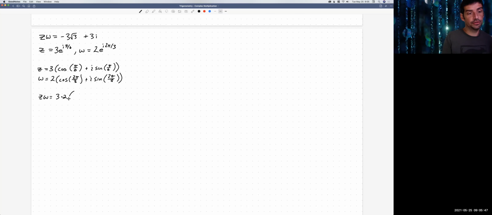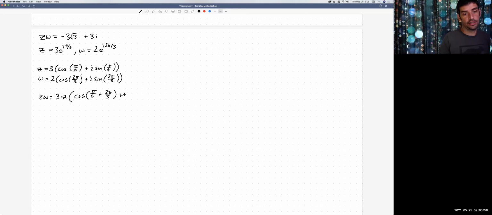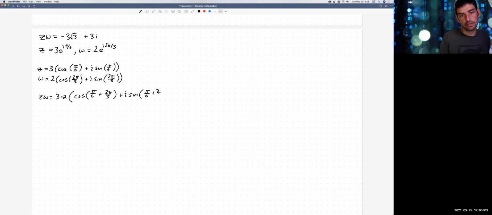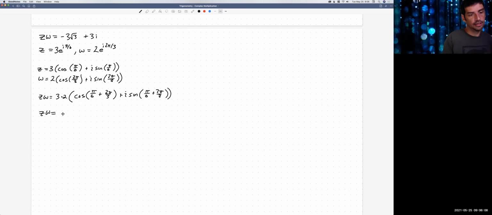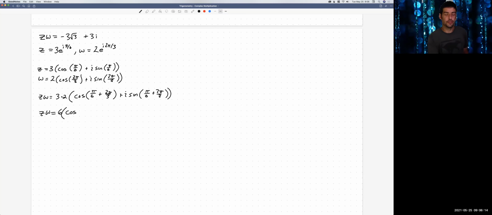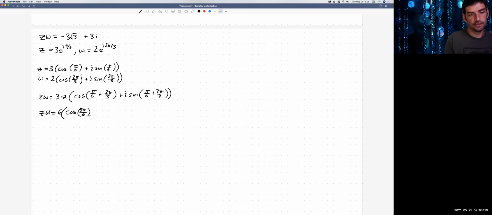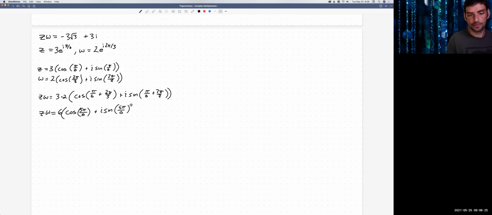So we'll get 3 times 2. And then I have cosine of pi over 6 plus 2 pi over 3, right? I'm simply adding together the angles, which we can simplify as 6 cosine. So pi over 6 plus 2/3 pi, which is 4 pi over 6, so we end up with 5 pi over 6, plus i sine of 5 pi over 6.